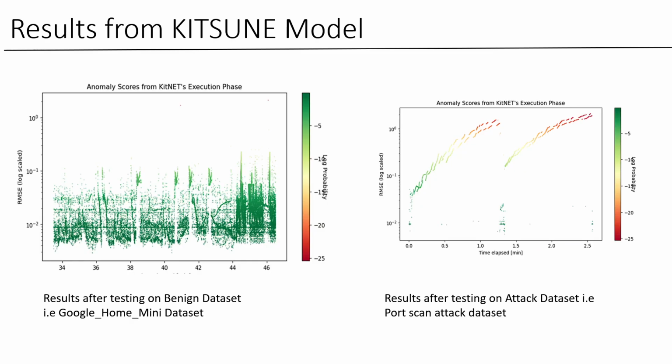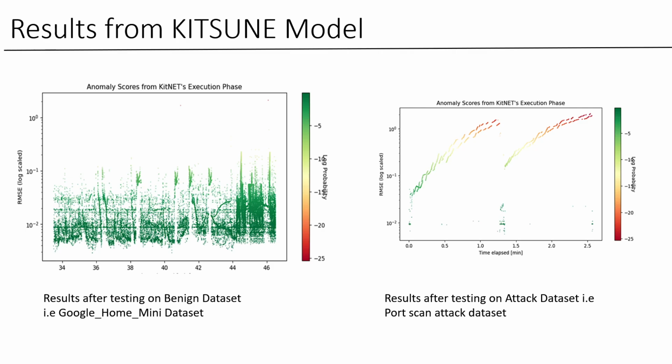Now, this is the graph plotted for the Google Home Mini. The graph is plotted between the timestamp and the RMSE log scale value. The color is allotted to the points based on the log probability of that RMSE. The more negative the value, the lesser the probability of that value occurring. Since in the case of an attack the values obtained are least probable, their log probability value would be highly negative. In the above graph, as expected, almost all the data is identified as benign.